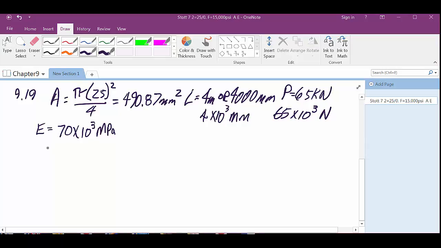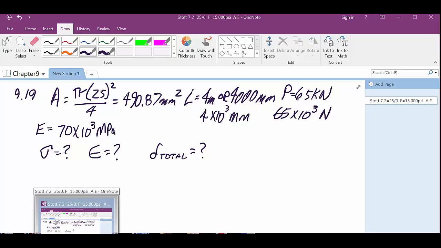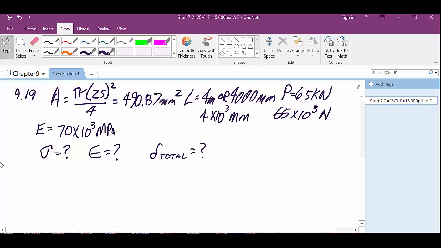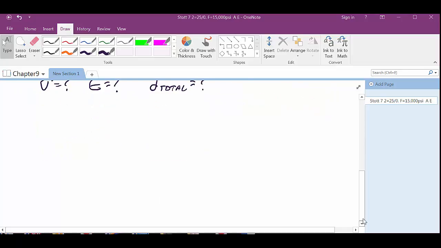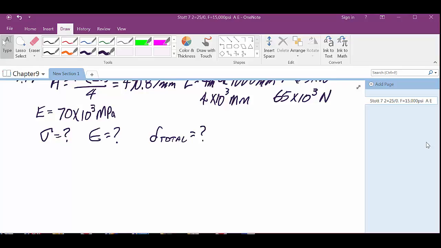So we need to know the stress, the strain, and the total deformation. That's what we're looking for, right? Okay, let's see if we can roll that up a little bit. All right, so let's see, what do we do for A?